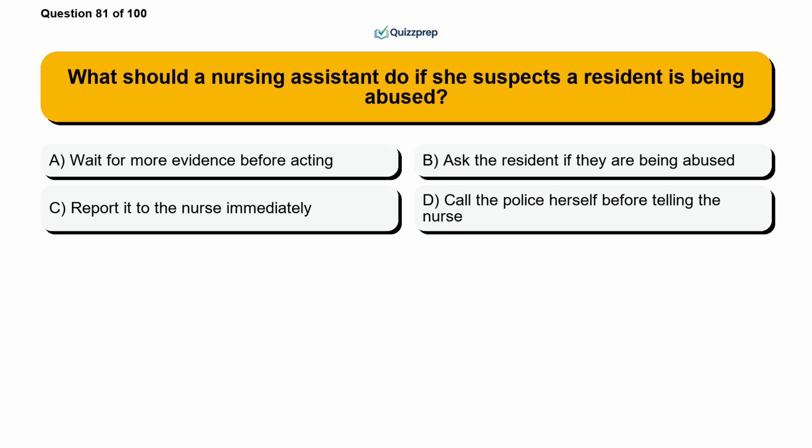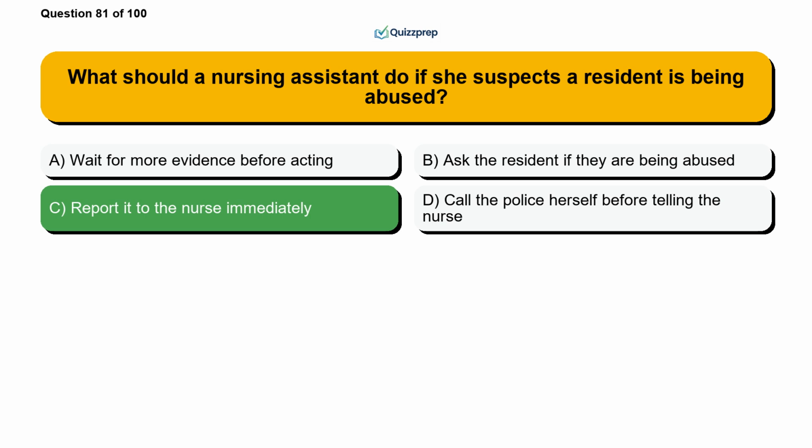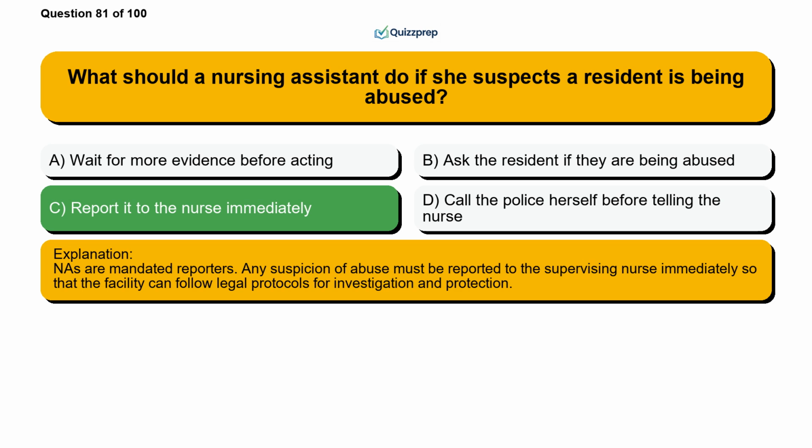Option C, report it to the nurse immediately. Option D, call the police herself before telling the nurse. The correct answer is option C, report it to the nurse immediately. NAs are mandated reporters. Any suspicion of abuse must be reported to the supervising nurse immediately so that the facility can follow legal protocols for investigation and protection.